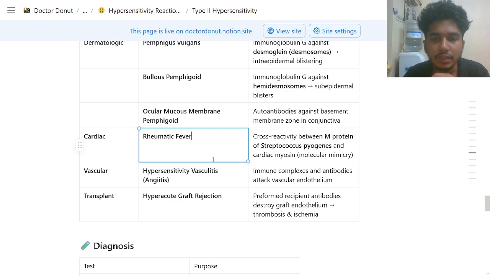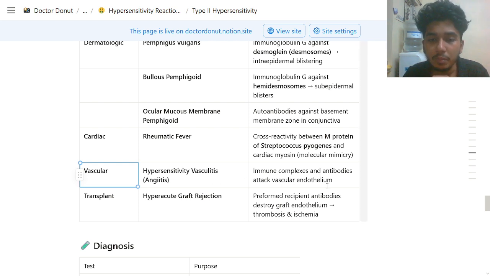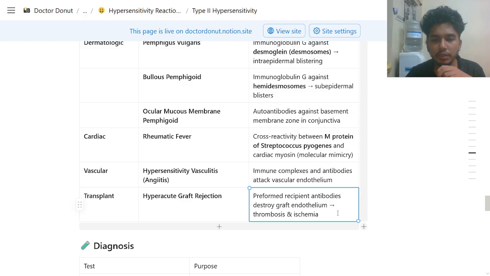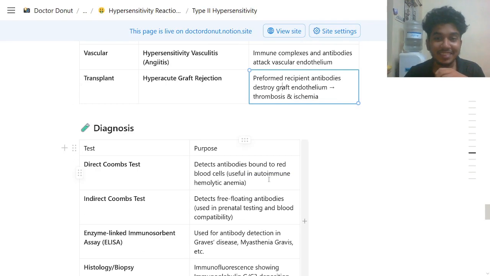Cardiac, you have rheumatic fever, where there is cross-reactivity between the M protein of Streptococcus pyogenes and the cardiac myosin, right? Because of molecular mimicry. In vascular type, you have hypersensitivity vasculitis, where immune complexes form and antibodies attack vascular endothelium. And then transplant, you have hyperacute graft rejection, where preformed antibodies destroy graft endothelium, leading to thrombosis and ischemia.